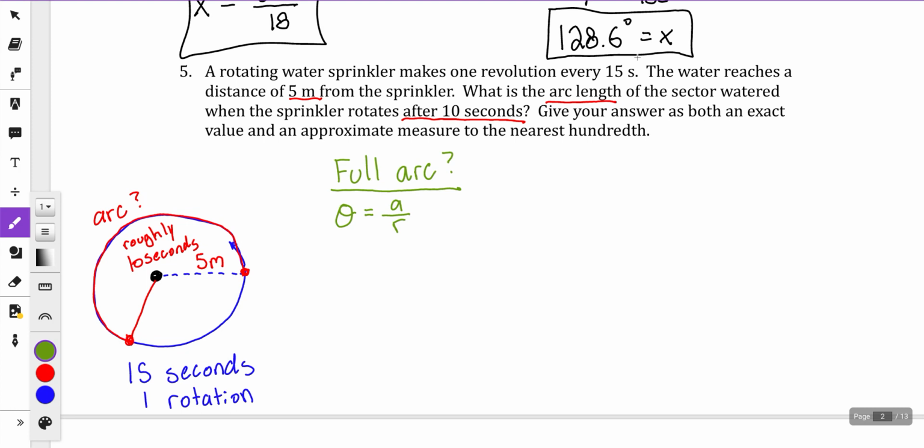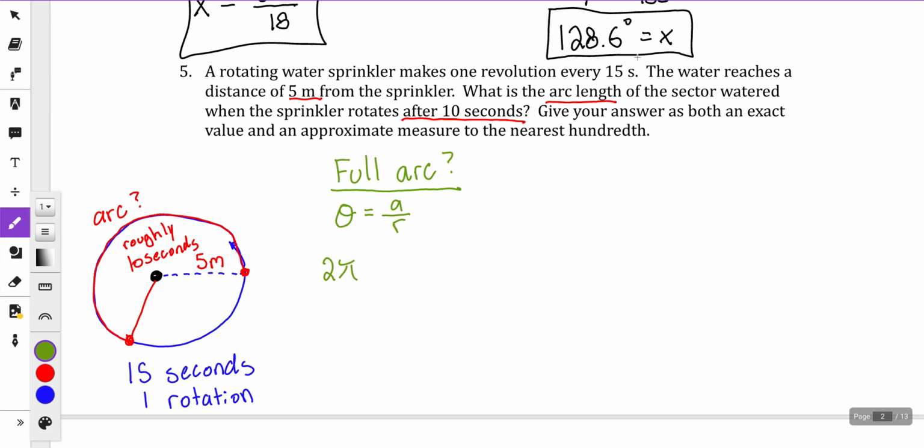Cool. The angle has to be in radians. For a full circle, full arc, what was my angle it went around? I heard some whispers. It's 2 pi, right? If it does a full circle, that radian is 2 pi. Full circle.